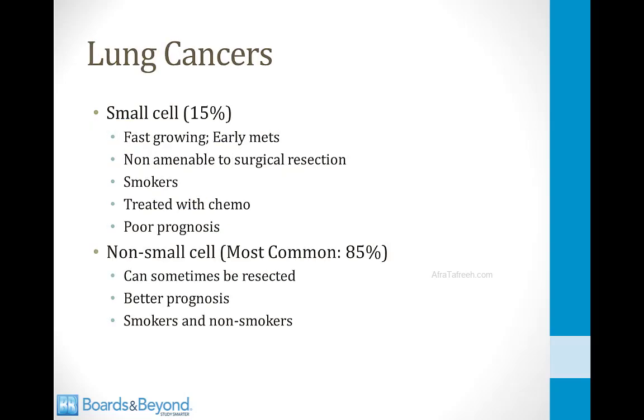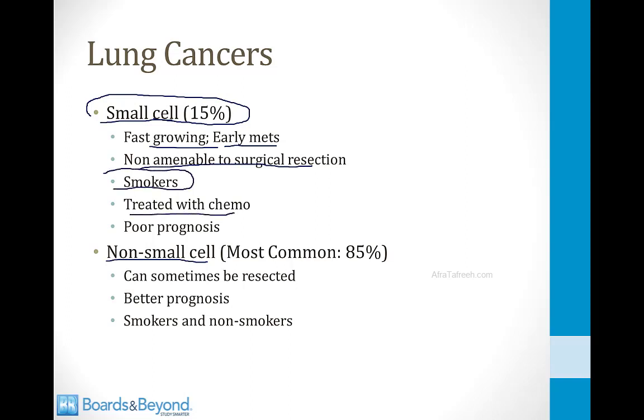Primary lung cancers are divided up into the small cell cancers and the non-small cell cancers. The small cell are the more rare type, but they're the much worse type. You don't want to have a small cell cancer. These are fast growing and they have early mets. Because they grow so quickly and metastasize so quickly, they're usually not amenable to surgical resection. These occur in smokers and they're treated with chemotherapy, and they overall have a very poor prognosis. Non-small cell cancers, on the other hand, are the most common type, and these can sometimes be resected. They have a better prognosis, and some of them occur in smokers and some of them occur in non-smokers.